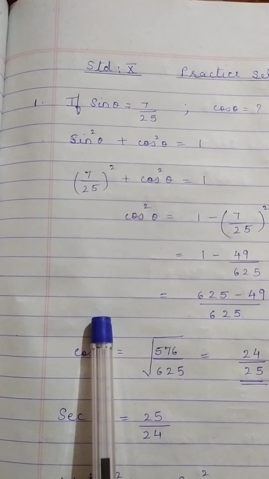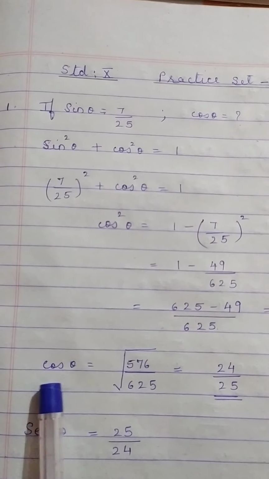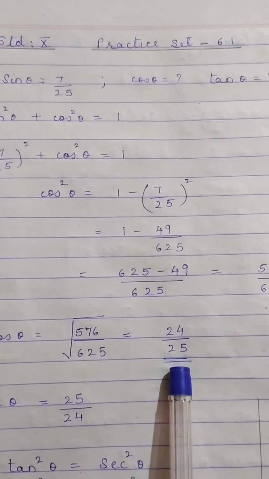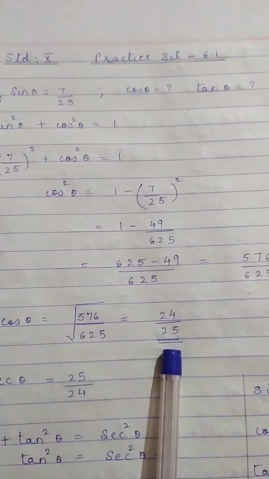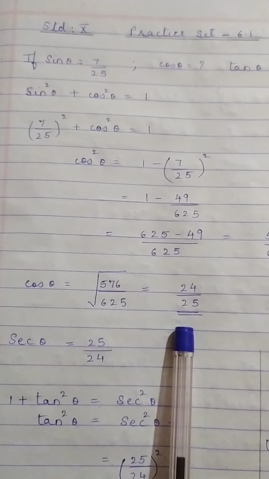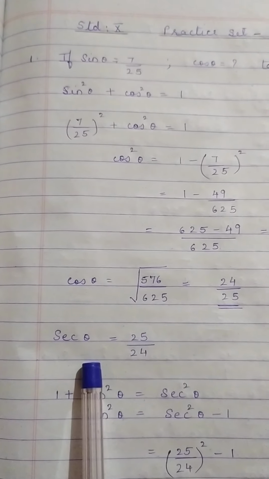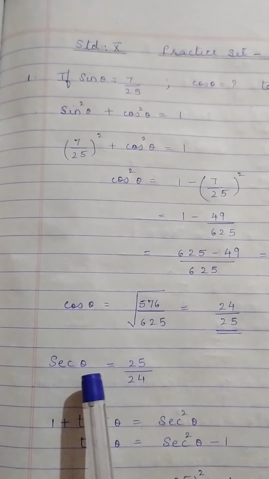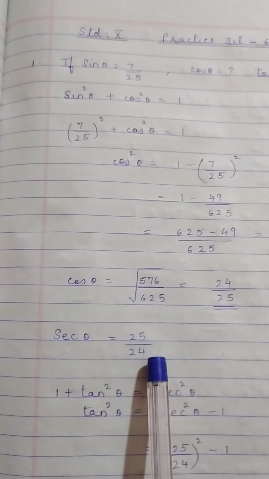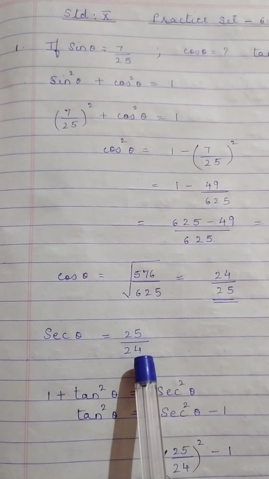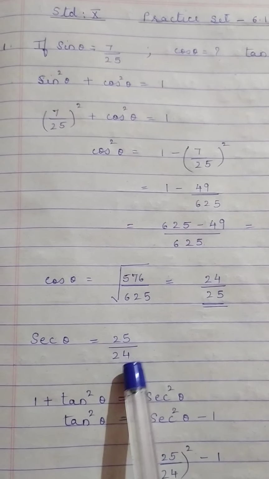Now this is the value for cos square theta. So when I find cos theta, I get the square root of this 576 by 625. Your answer is 24 upon 25. Okay. So we have found cos theta. The next thing to be found out is tan theta. So what we'll do is, since cos theta is 24 upon 25, we know secant theta is the reciprocal of cos theta, and therefore value of secant theta is 25 upon 24, the reciprocal of cos theta.